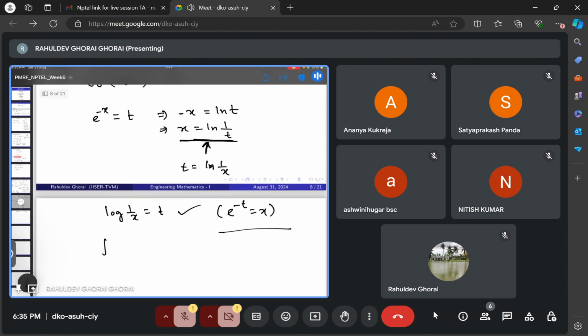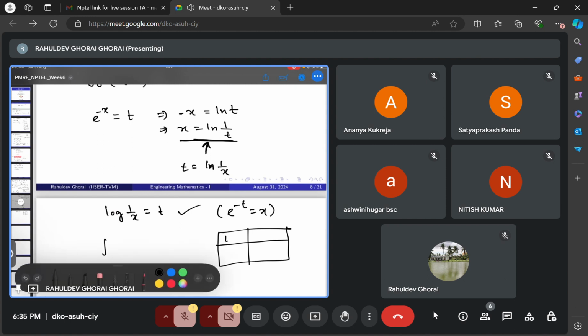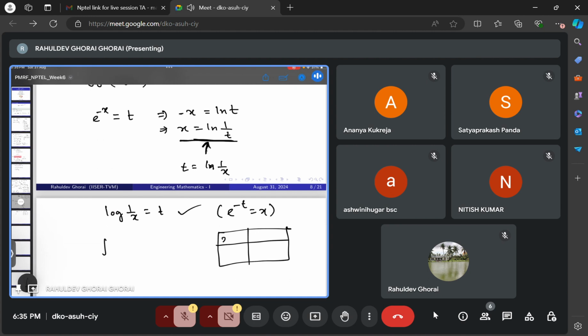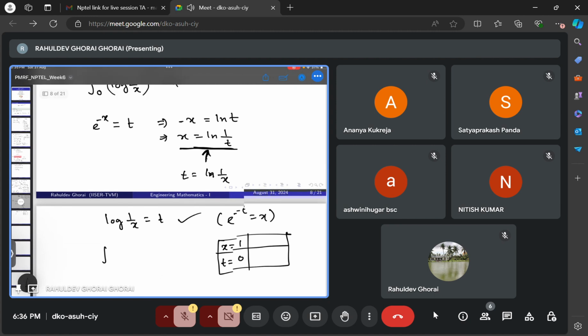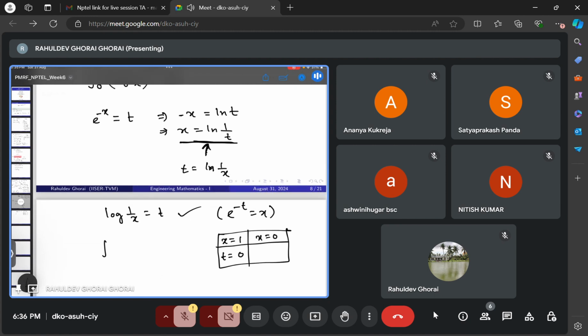So what are the things you have? Usually we write like this. When x equal to 1, what will be the t value? T value will be 0. But when x equal to 0, what will be the value of t? So infinity. It's infinity or minus infinity. That's what I want to know.